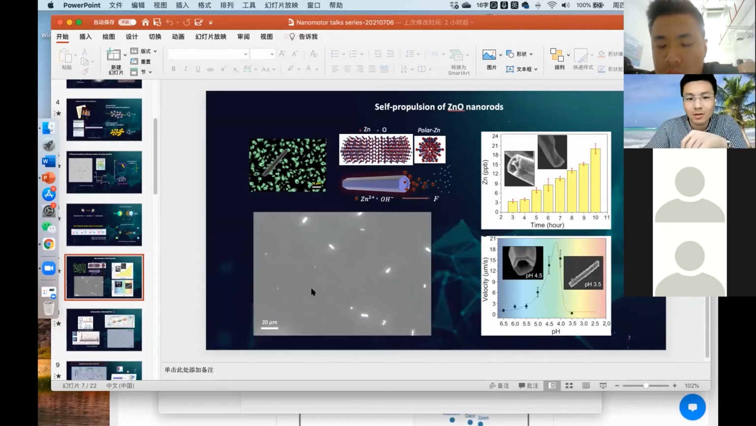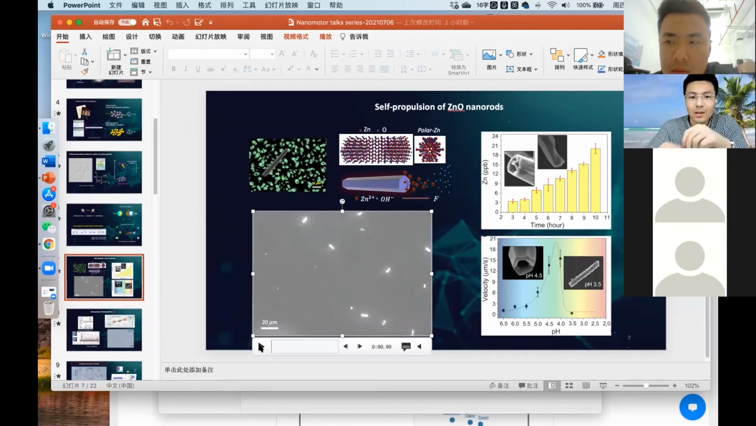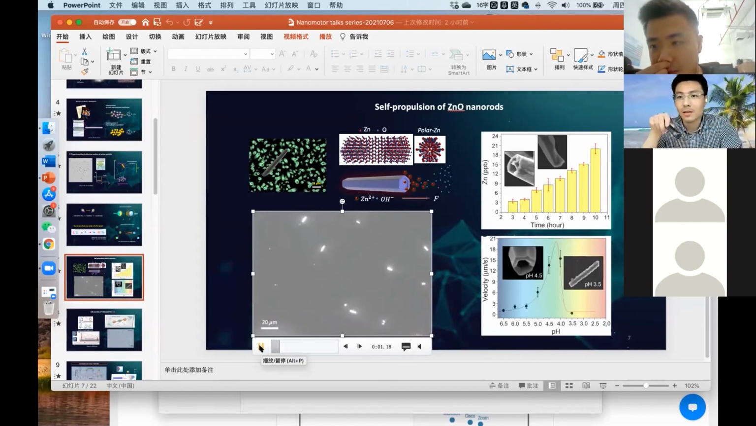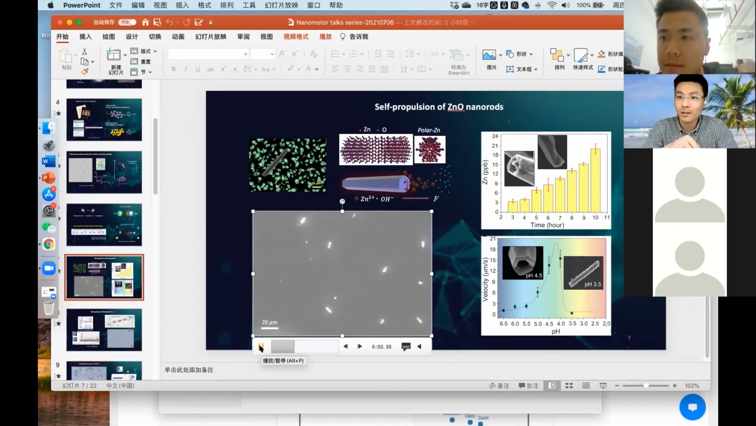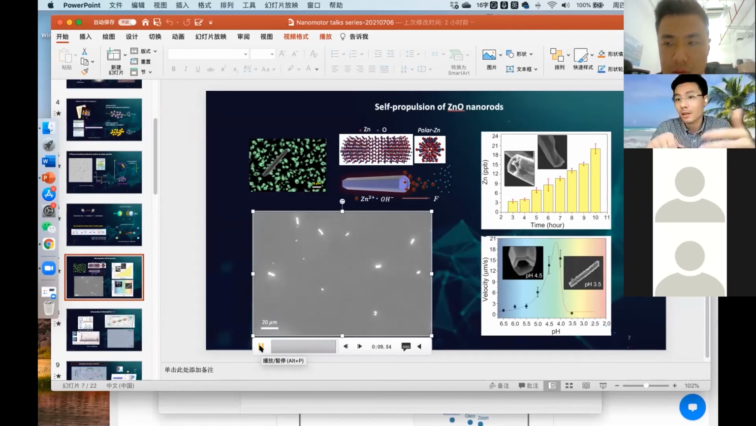Thank you for your question, and it's a very good question. The propulsion of the zinc oxide rod is due to the surface potential difference at the different phases. At the polar zinc phase, it will have a higher surface potential, so the dissolution rate at the polar zinc phase will be higher than at other phases. So it's reasonable to say that when you put the rod in the water, those nanorods can propel themselves along the long axis of the nanorod.